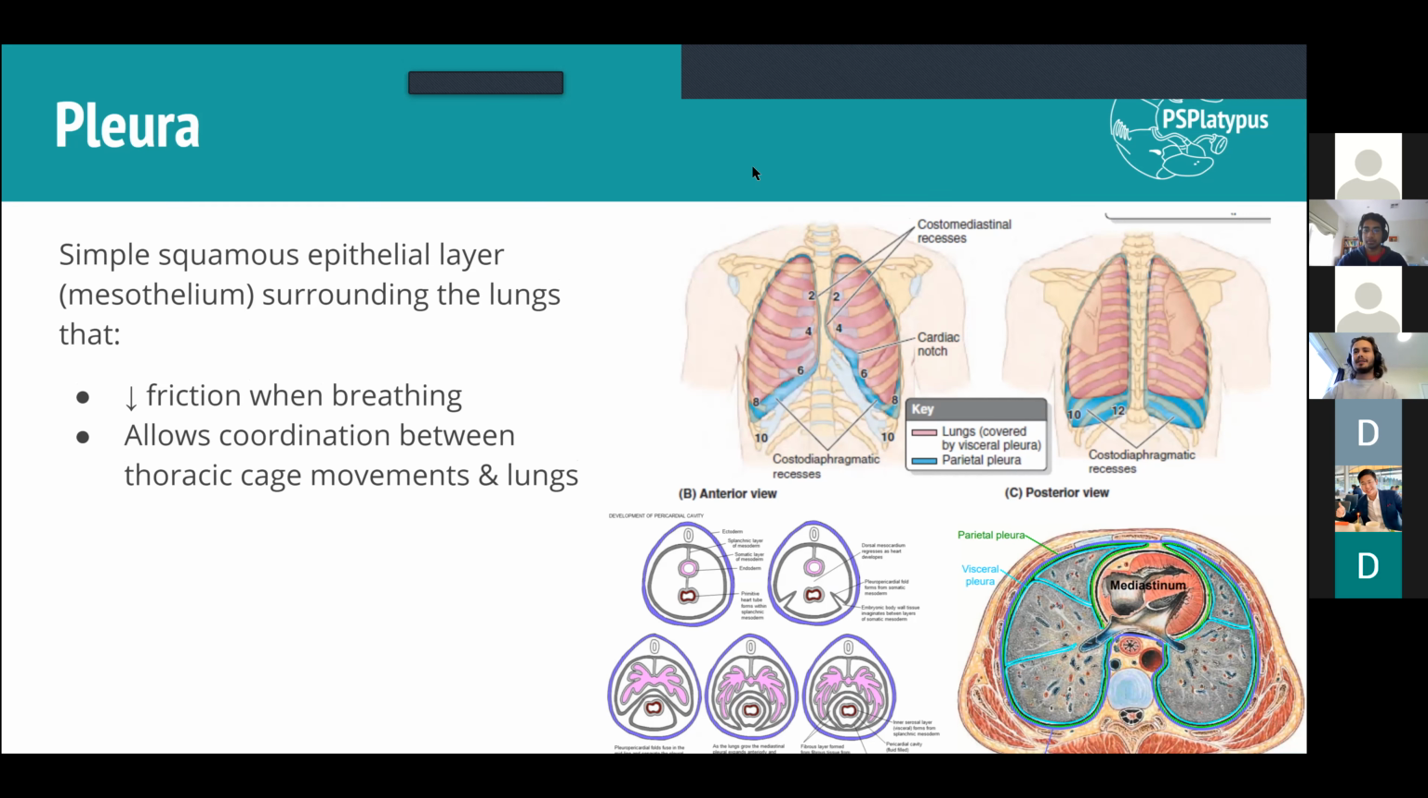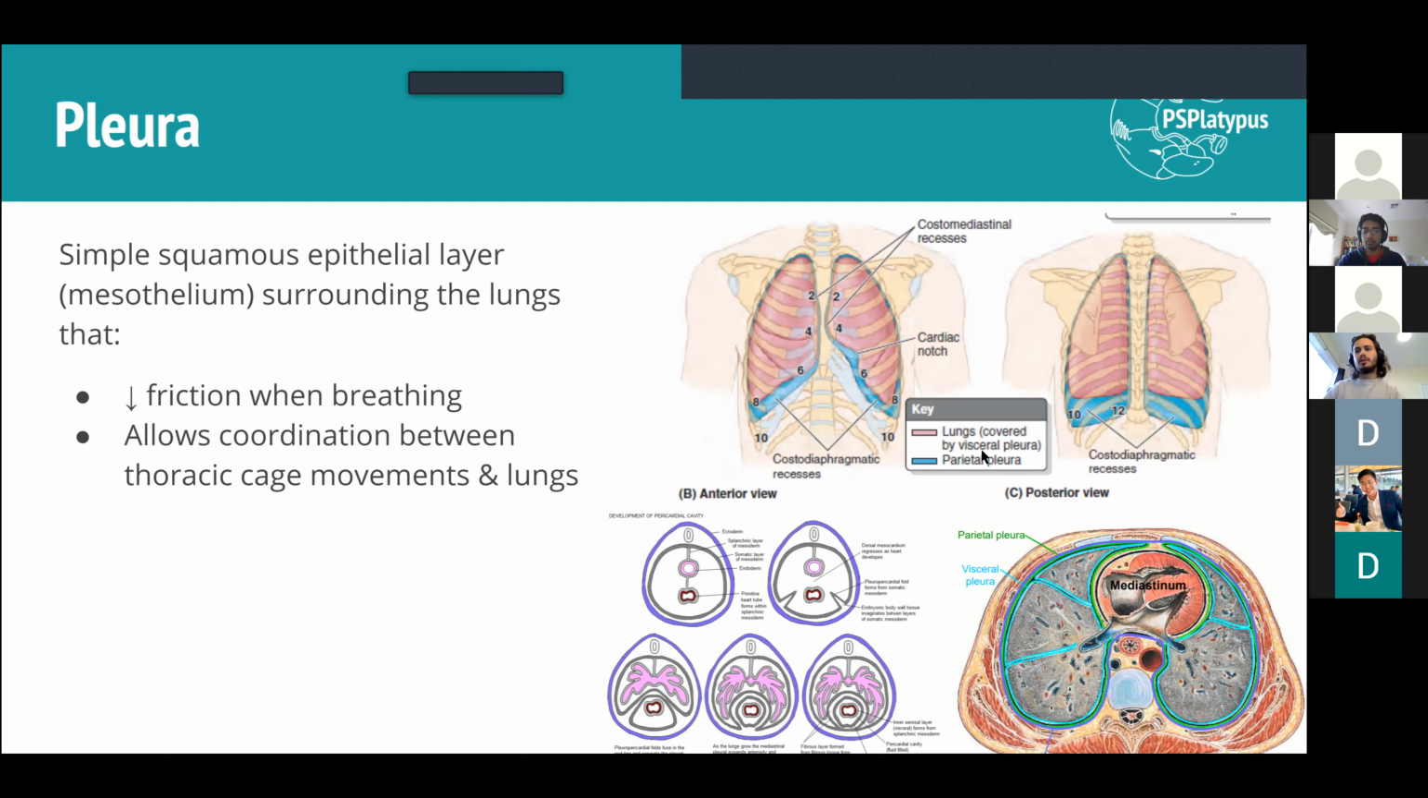Odd, tech difficulties. Fun. Okay, well, basically it decreases friction when you're breathing, and it allows coordination between the thoracic cage movements and the lungs. So it coats the lungs, right? It surrounds the lungs, it envelops them. And it thus is the connection between the exterior thoracic wall, so that's the intercostal muscles and then the ribs, and the lungs, which are further inside.